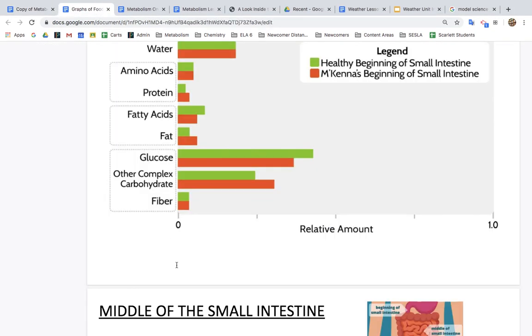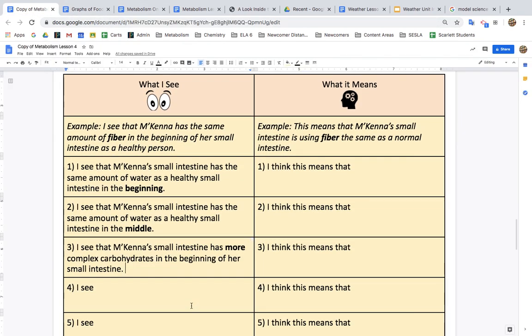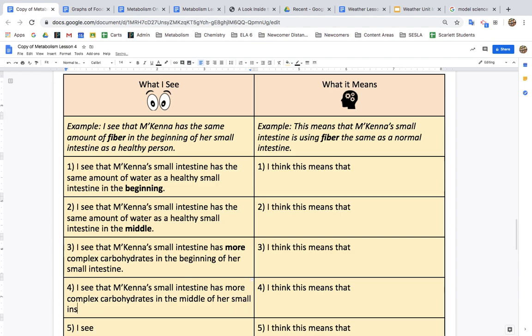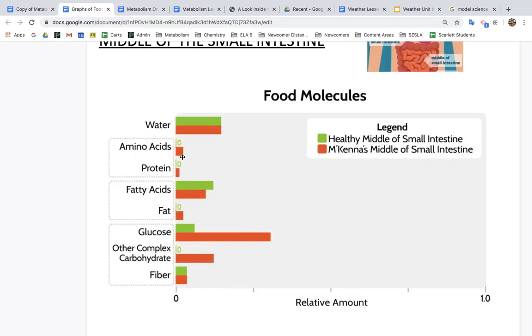Let's see what happens in the middle to those complex carbohydrates. Wow, so McKenna still has more, but a healthy small intestine has none. That's interesting. So I see that McKenna's small intestine has more complex carbohydrates in the middle of her small intestine, and that a healthy small intestine has none. Wow, that's crazy. I wonder if there's other molecules that have none.